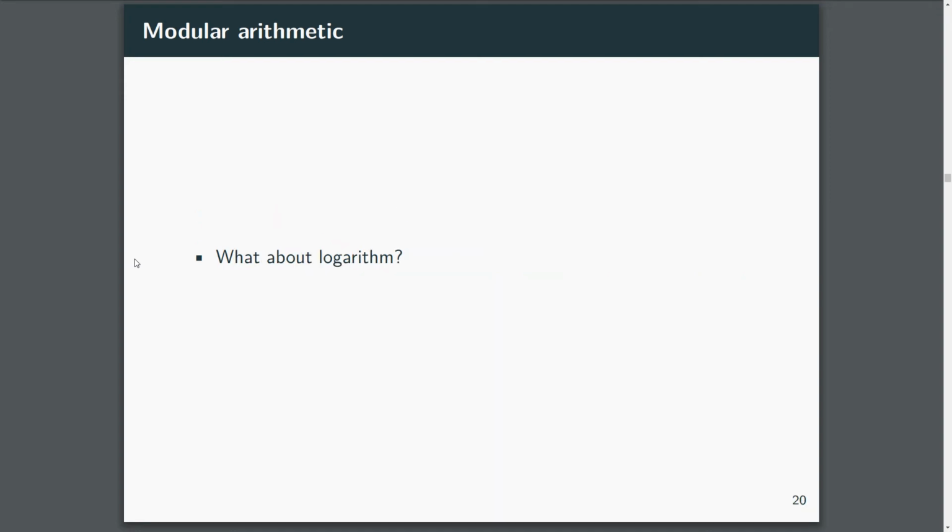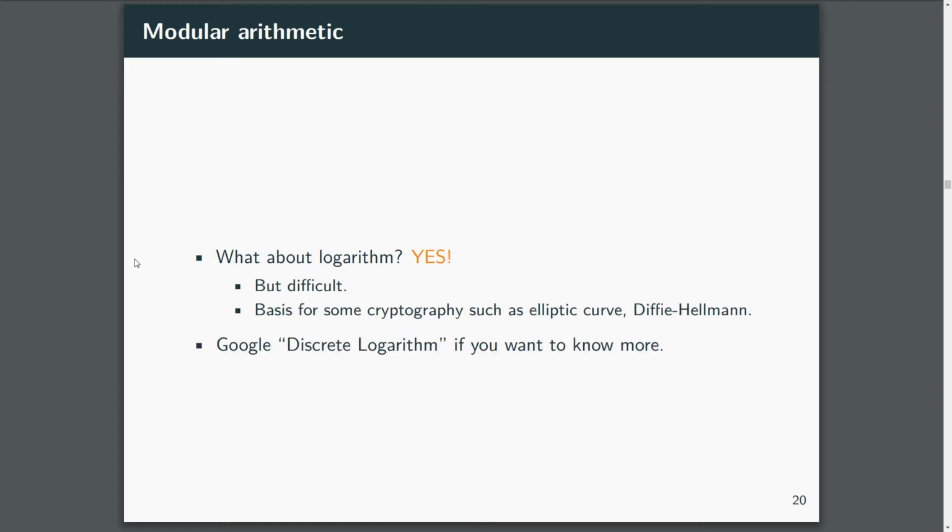Can we do logarithm? Yeah, we actually can, but it's difficult. Logarithm modulo n is the basis for some cryptography, such as elliptic curve, Diffie-Hellman, many others. You can look up the discrete logarithm if you want to find out some more. You can also take a course at Reykjavik University, cryptography and number theory.